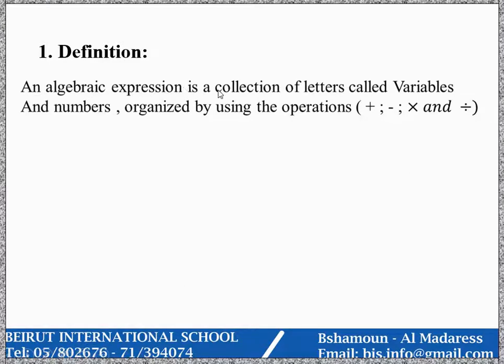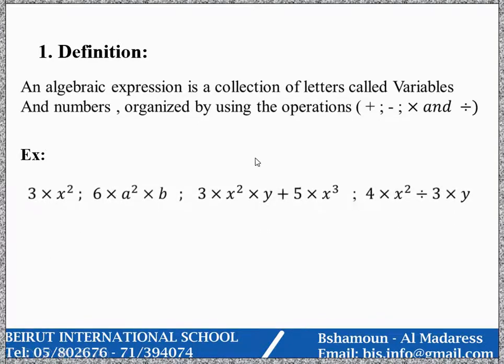An algebraic expression is a collection of letters called variables and numbers organized by using the operations plus, minus, times, and divide. So whenever you have this collection of letters and numbers separated by one of these operations, or all of them, or some of them, you have an algebraic expression. Example, look at this one. It's 3 times x to the power 2. The number is 3. The letter is x. And you have the operation which is multiplication, so it's an algebraic expression.